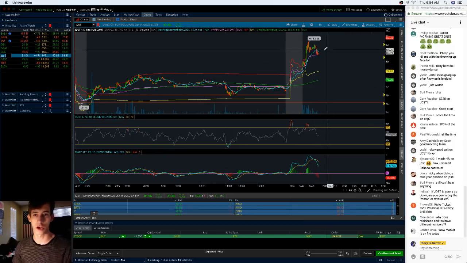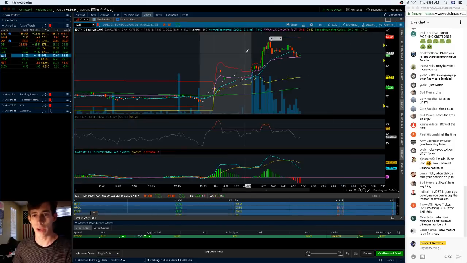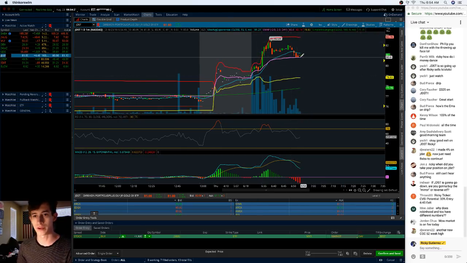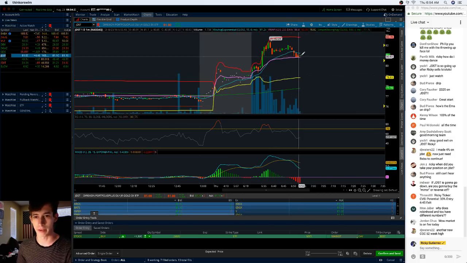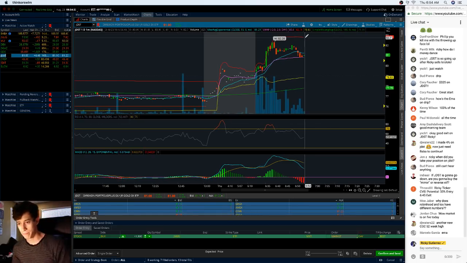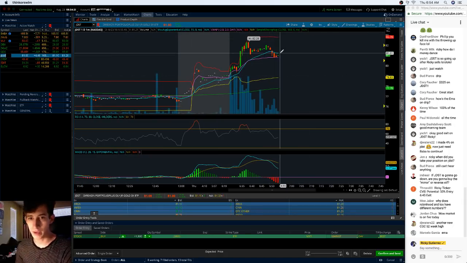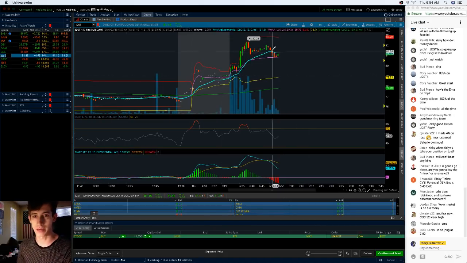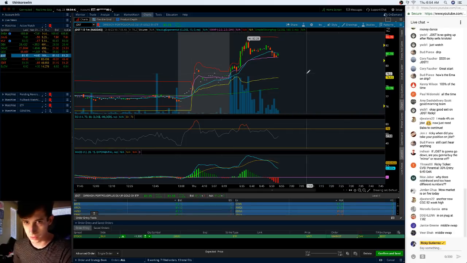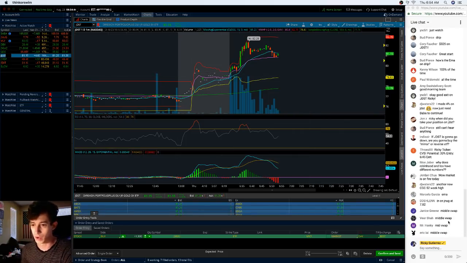If we do, then obviously I don't want to get into JNUG. Why would there be a bounce? Can you guys all do this for me? Why would there be a bounce here on JDST? So as JDST is overextended and it's pulling back, why could it potentially bounce here and continue to rally? EMA would be a potential indicator that it would bounce at, but it broke below the EMA line, so that's not really the one that I'm looking at. Middle VWAP. There we go.